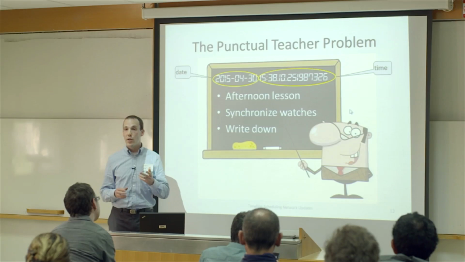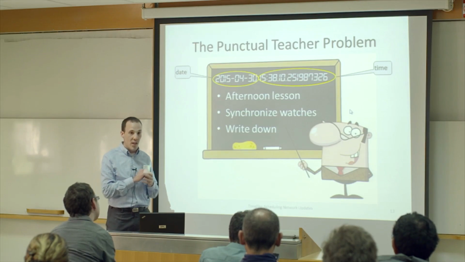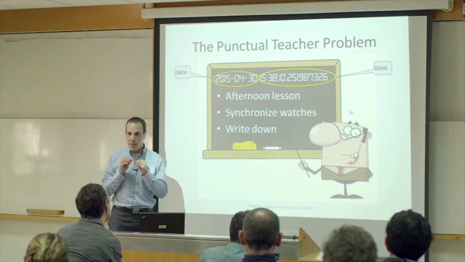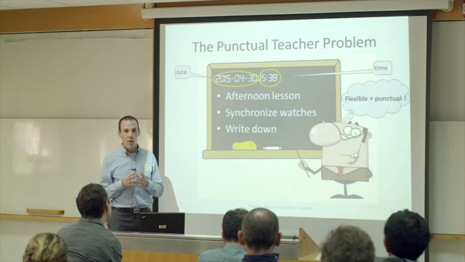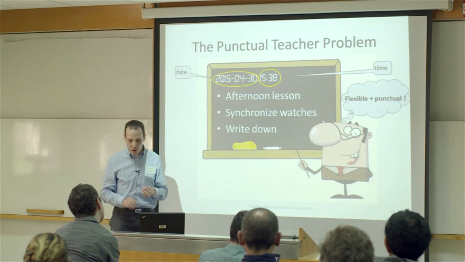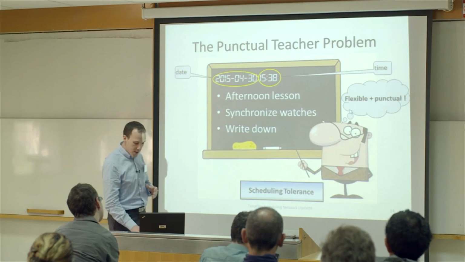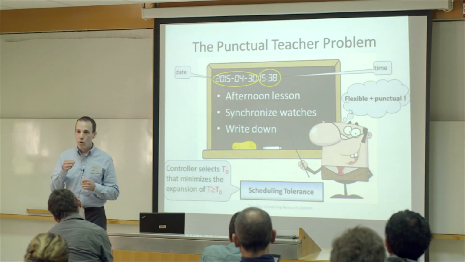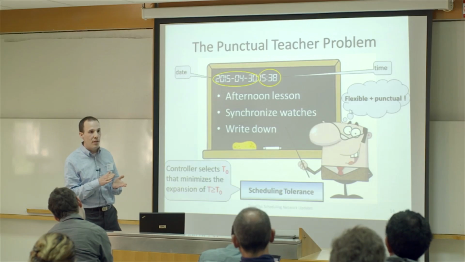But then after thinking about it some more, he realizes it's a large number of digits and it's going to take the young students a long time to write down all these digits. So he realizes that by being a bit flexible, he can give up on some of the digits without compromising being punctual. In our context, we call this property the scheduling tolerance of the system. The idea is that the controller can select the time t0, which minimizes the number of TCAM entries required to represent the time flip.